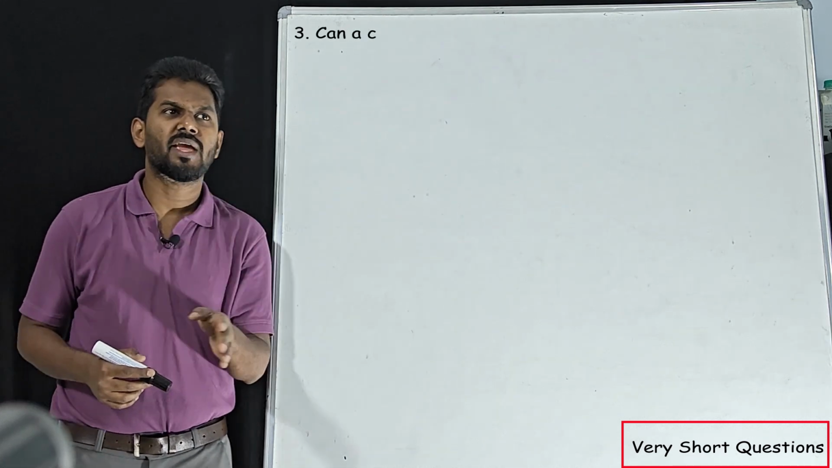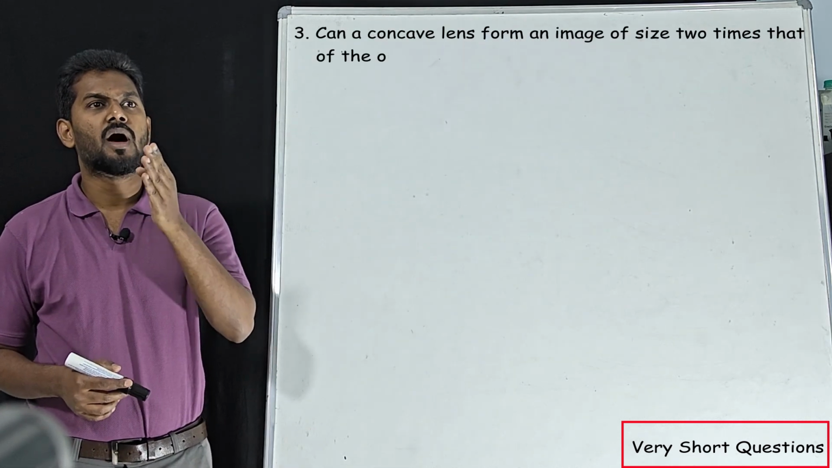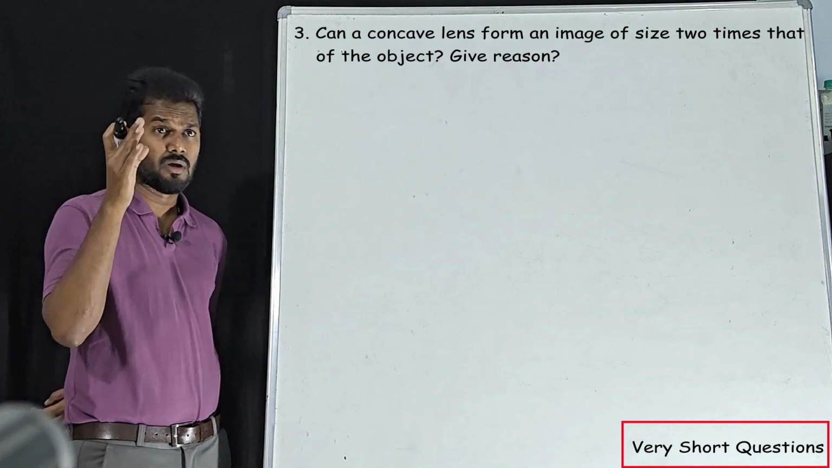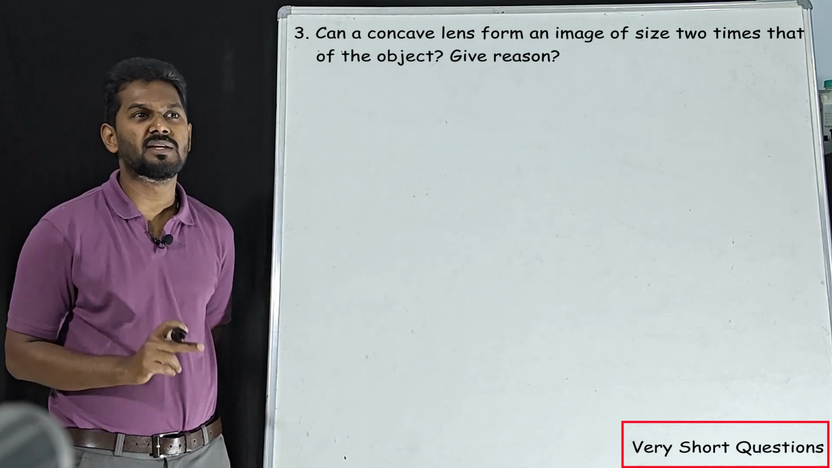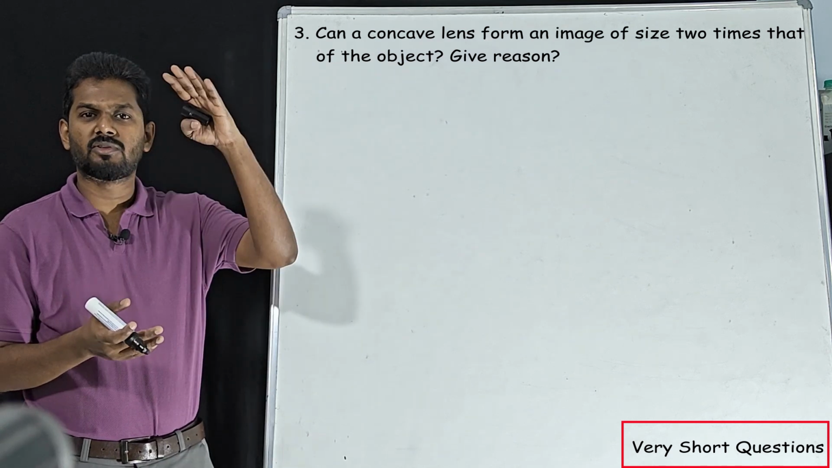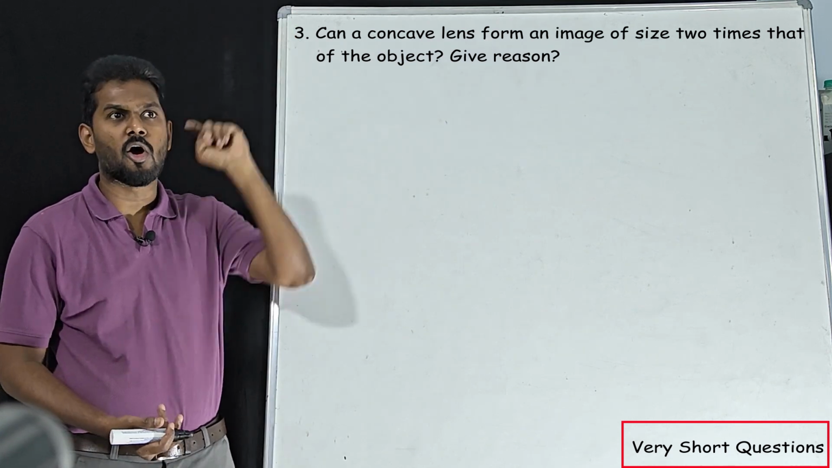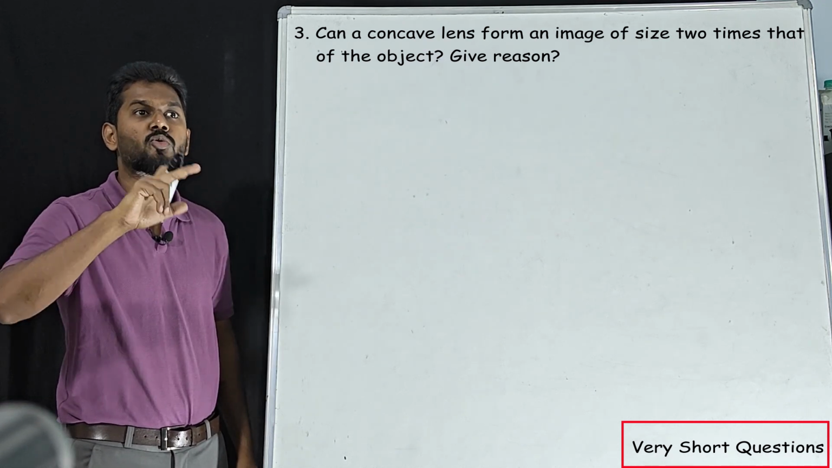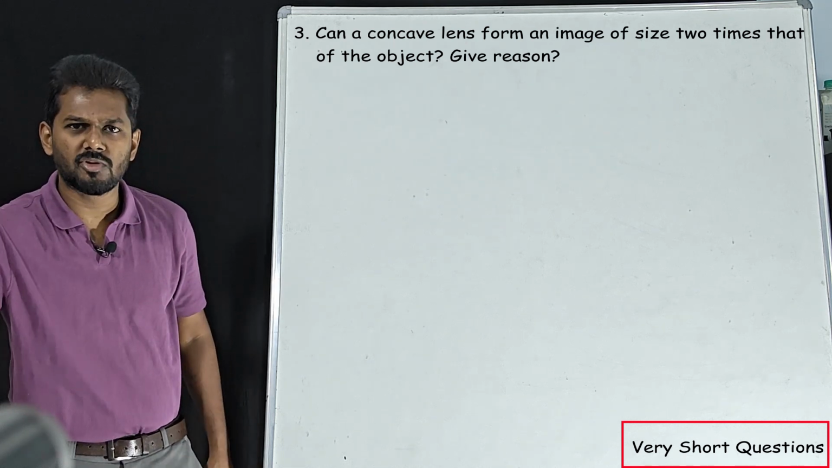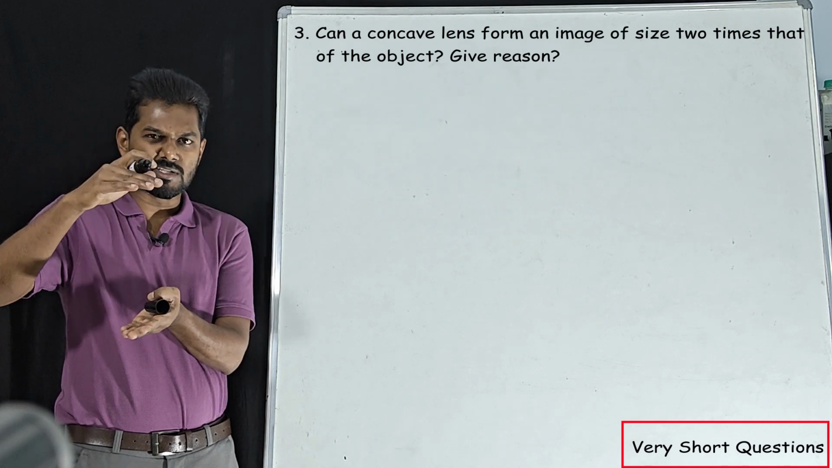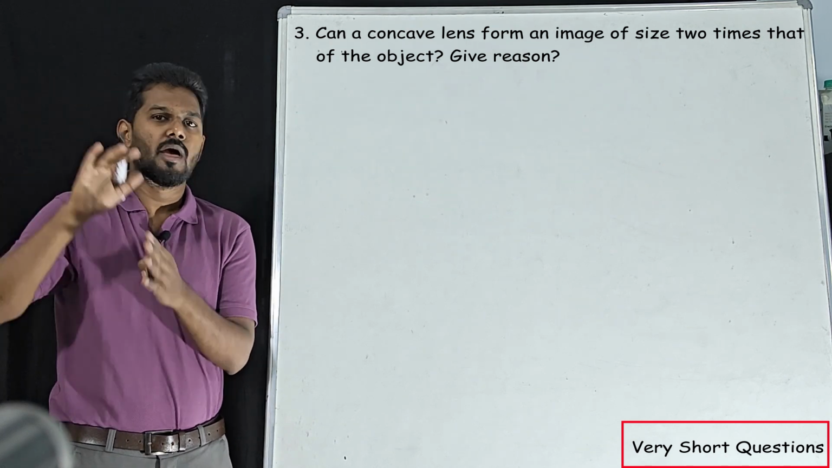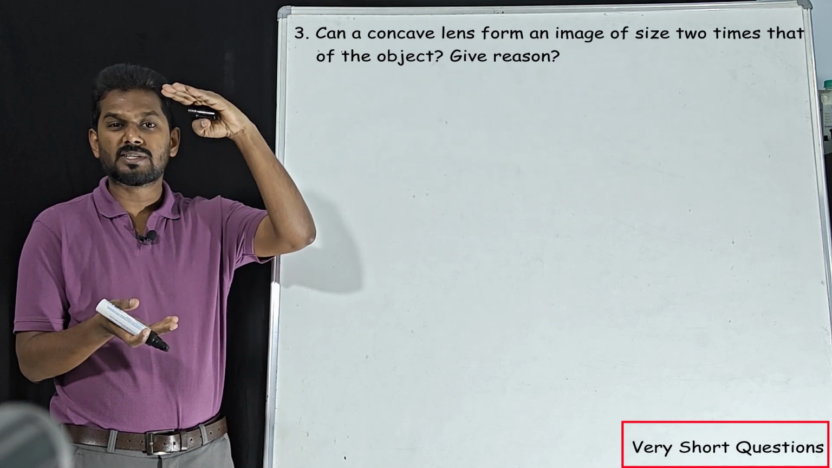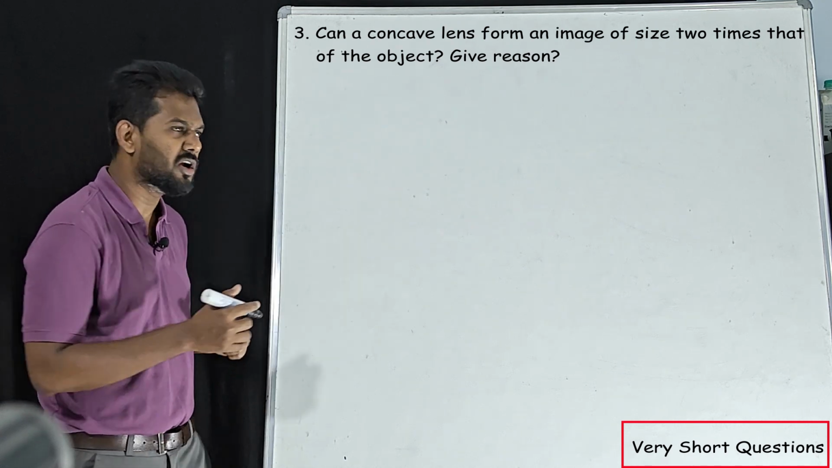Our next question, can a concave lens form an image of size 2 times that of an object? Give reason. Just now, in the previous question, we learnt concave lens always produces a diminished image. Diminished means size of the image is smaller compared to the size of the object. In this question they are asking, can the same concave lens form an image 2 times the size of the object? That means whatever the size of the object is, assume 5 centimeter, the image should be 10 centimeter, double. It is not possible, correct? In concave lens it is always diminished. So if the size of the object is 5 centimeter, the size of the image is always less than that. So it is not possible.